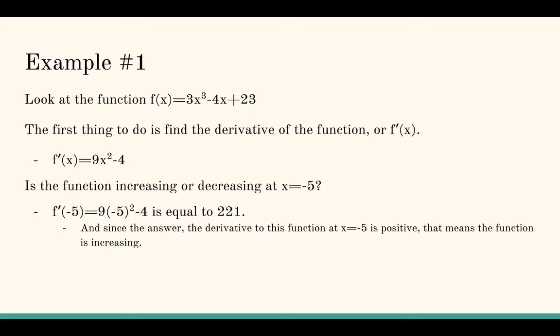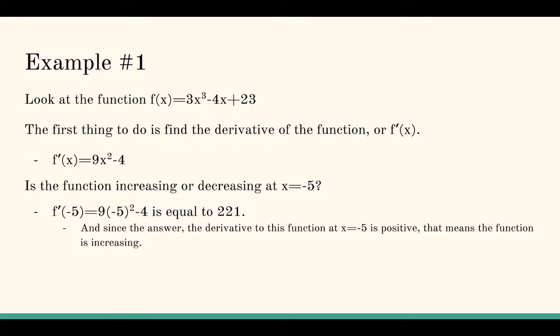So first, look at the function f of x, which says f of x equals 3x cubed minus 4x plus 23. We need to find the derivative of f of x because derivatives relate to the slope of the function. The derivative here is equal to 9x squared minus 4. If you use the power rule, you can find the derivative pretty easily.